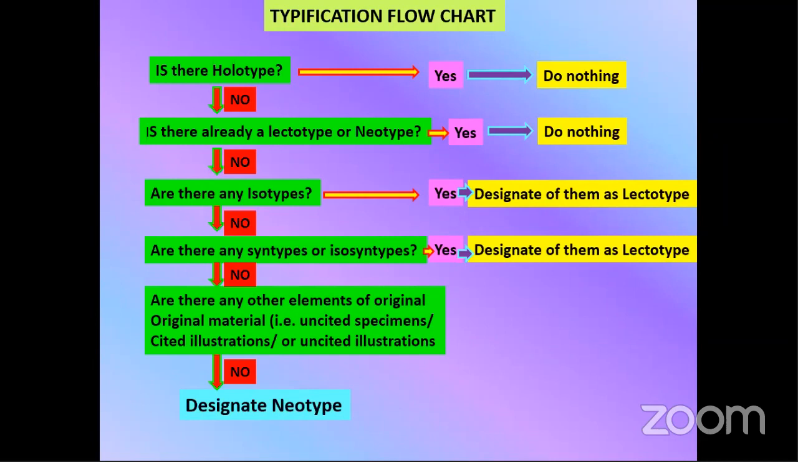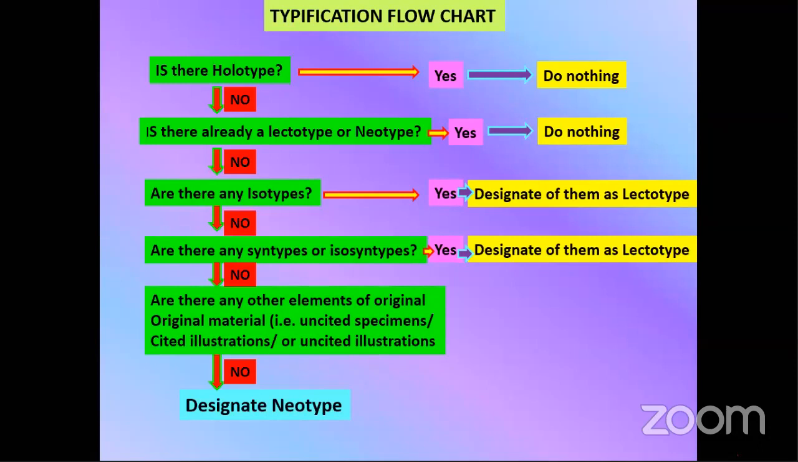If any one type specimen or old specimen is available, that can be designated as the lectotype. So lectotypification: suppose the holotype and any other type are missed in the protologue, or not designated, but the legitimate name is there, we can go for lectotypification. Again, if a lectotype is not there, are there any syntypes or isosyntypes? Similarly, from the old herbarium sheets for the same taxa, we can designate from the syntype sheets, which may be erected as a lectotype.